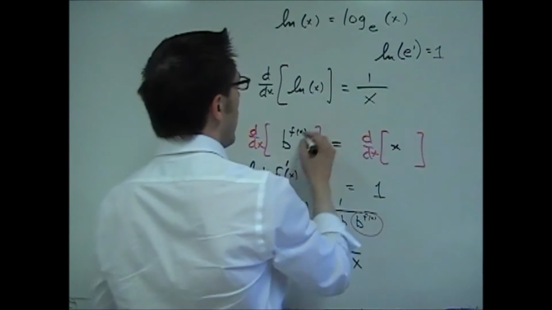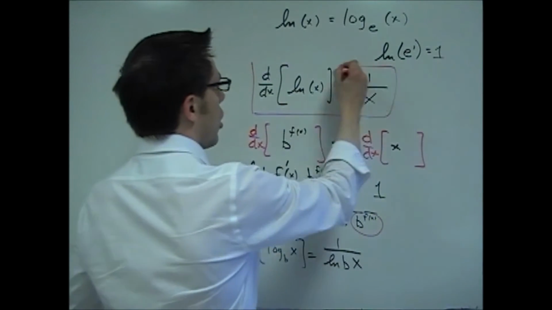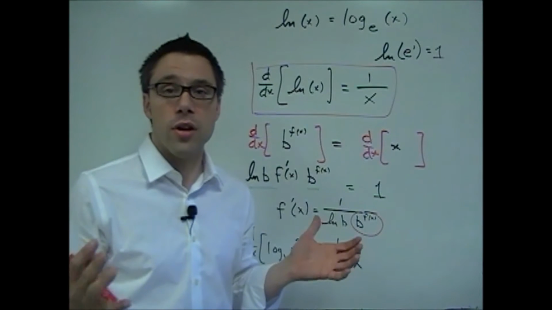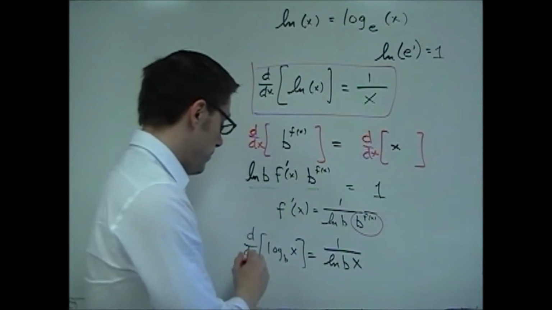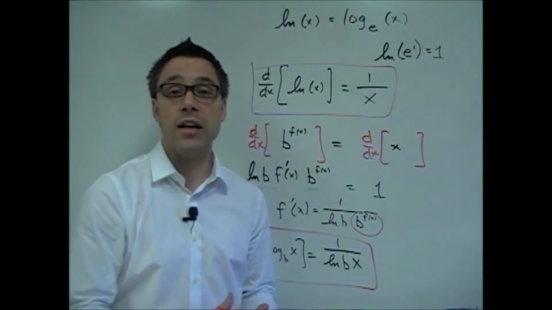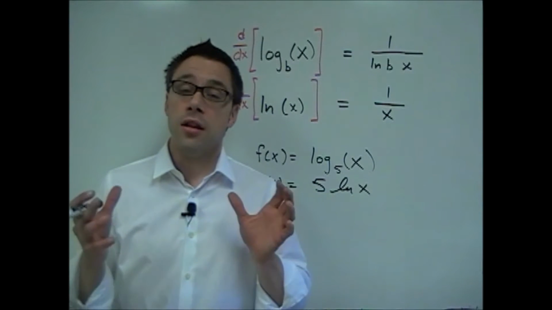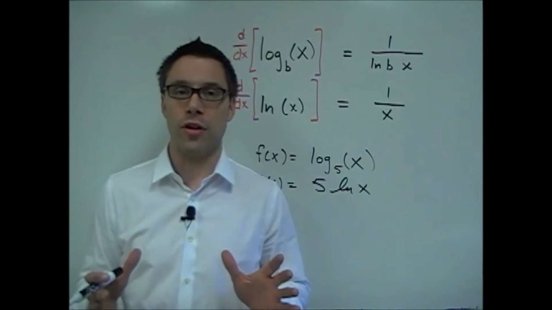So in fact, now I have the expression for the derivative of the natural logarithm. So we have the derivative of the natural logarithm, and of course logarithm base b. These are the two shortcut rules for differentiating logarithmic functions. So now let's summarize these derivatives. Here are the derivative shortcut rules for logarithmic functions.